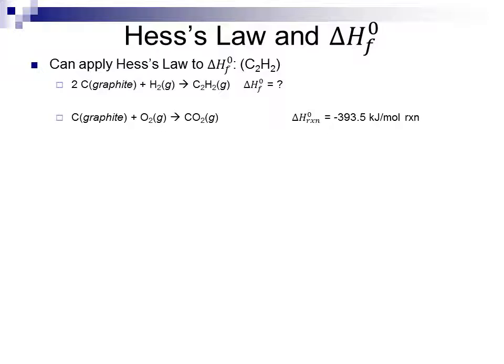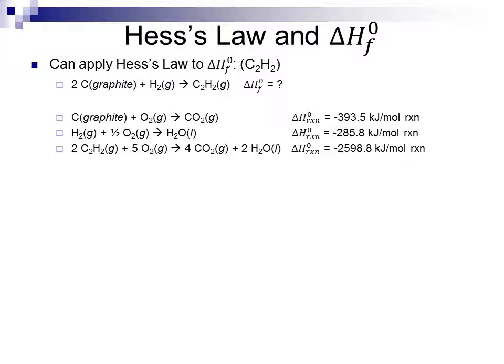Carbon as graphite plus oxygen yields carbon dioxide, as we've seen before. It has a heat of reaction of negative 393.5 kilojoules per mole reaction. H2 plus 1/2 O2 yields water as a liquid. This has a molar enthalpy of reaction at negative 285.8 kilojoules per mole reaction. Acetylene plus oxygen yields 4 carbon dioxide and 2 H2O by combusting 2 acetylenes and 5 oxygens, with a molar enthalpy of reaction of negative 2598.8 kilojoules per mole reaction.